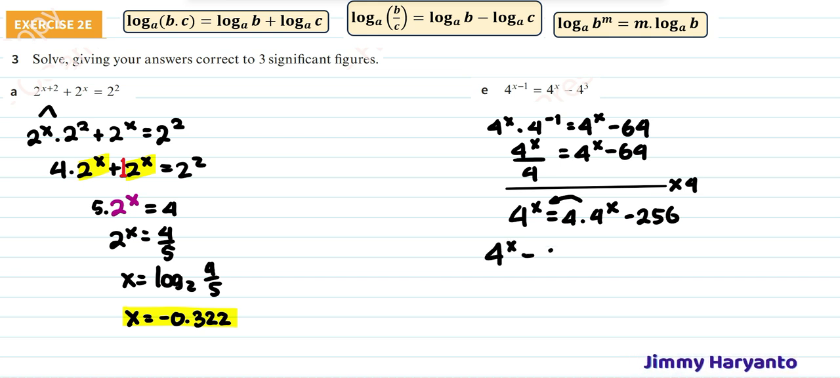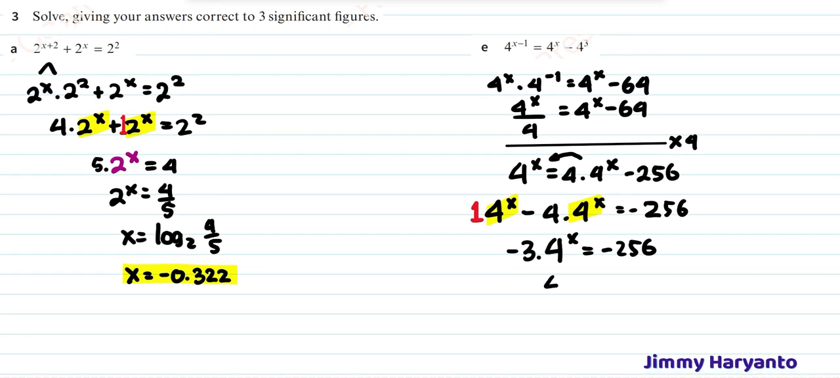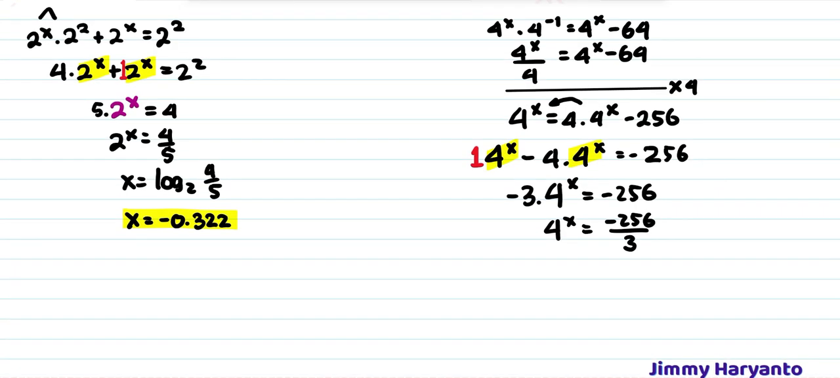4 to the power of x minus 4 times 4 to the power of x equals negative 256, and then as you can see we have the common things right there. That means you can subtract the 1 and the 4. 1 minus 4 equals negative 3, equals negative 256. And then divide negative 256 by 3. I don't think we can divide this, so x equals logarithm of 4.